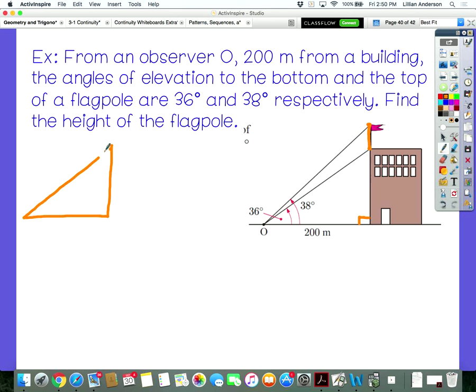One of them has an angle measurement of what? Of 36. The base is still 200. And then there's another triangle that has an angle of what? 38. Okay? Now the triangle that has the 36-degree angle will basically go to the bottom of the flagpole. Does everybody see that? Okay. And then the one with the 38-degree angle goes to the top of the flagpole. Let's come up with a plan of how to go about finding the height of the flagpole.